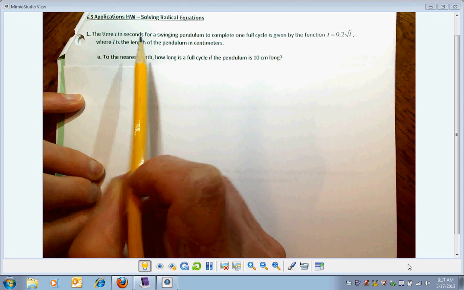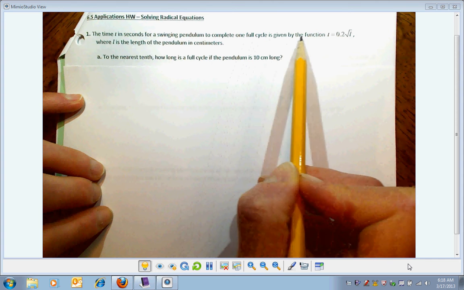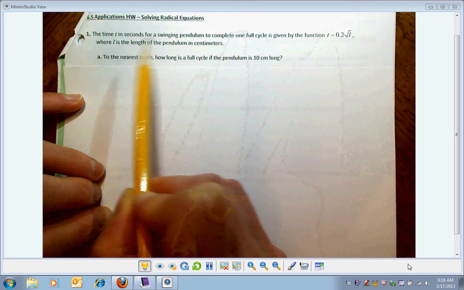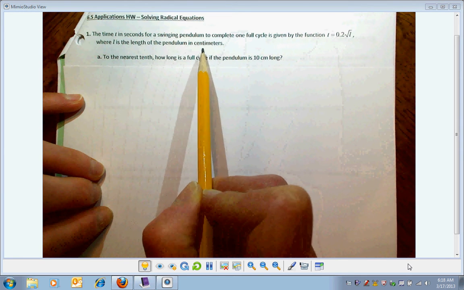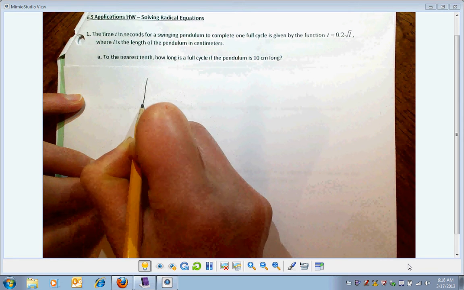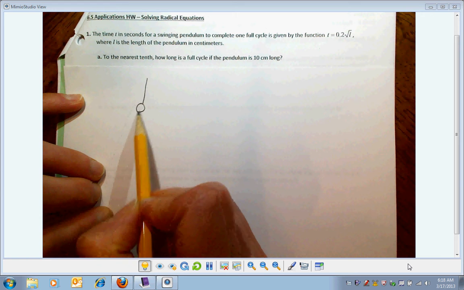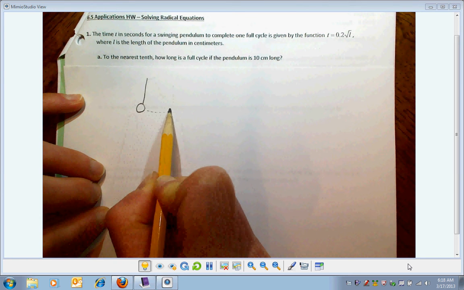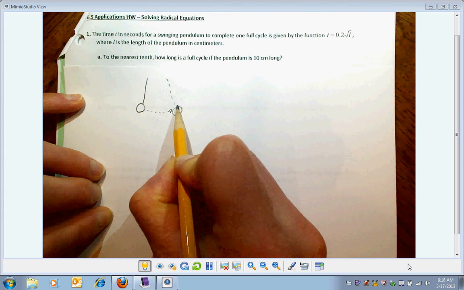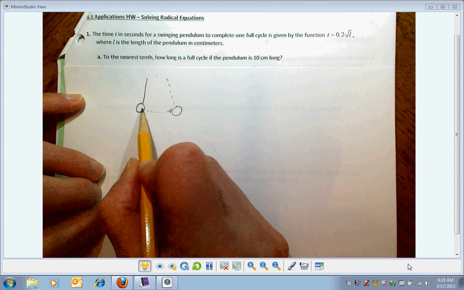But let's proceed. The time T in seconds for a swinging pendulum to complete one full cycle is given by this function. T is equal to 2/10 times the square root of L, where L is the length of the pendulum in centimeters. So what is a pendulum? A pendulum, you may have seen them in clocks, is something that's usually hanging from a string, a weight hanging from a string, and it swings back and forth from a fixed point up here in the top. Okay, so one full cycle is there and back.